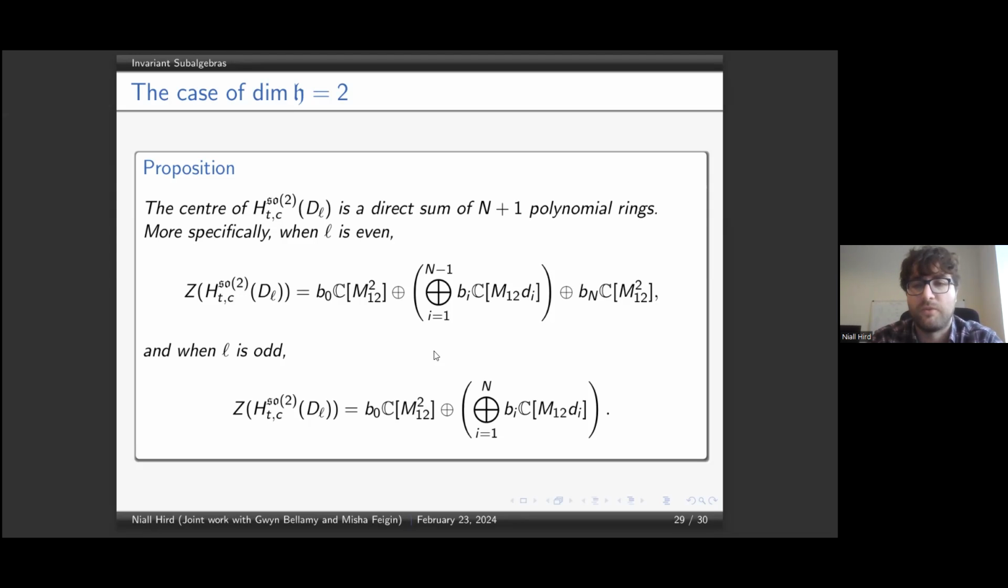But what you get is pretty interesting, given why its behavior is so odd. In this case, the center just looks like a lot of polynomial rings stuck together. So these M12s are the same element that we defined for the Dunkl angular momentum algebra. So this is just x1 y2 minus x2 y1, and these b's and d's are group things. So you end up with something much more complicated, funnily enough, for the low dimension case, but higher dimensions are fine.